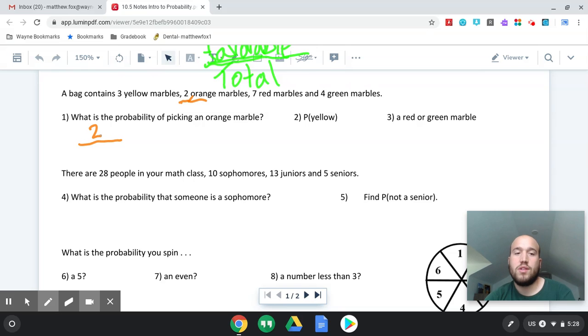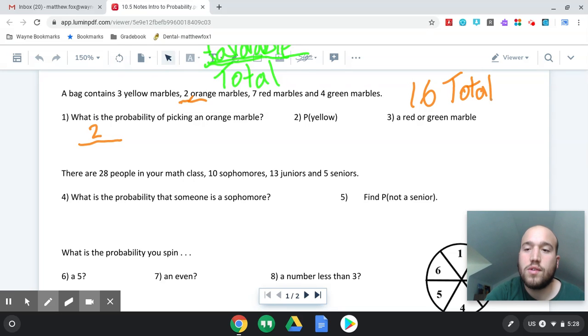Now on the bottom, we put the total. So we have to add up all the marbles. There's 3 yellow, 2 orange. So 3 plus 2 is 5, plus 7 red. So 5 plus 7 gives us 12. And then plus 4 green gives us 16 total marbles, okay? So there's 16 total marbles. And that will be important to us because that's the total amount.